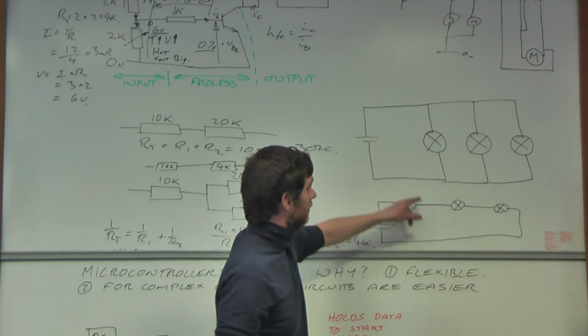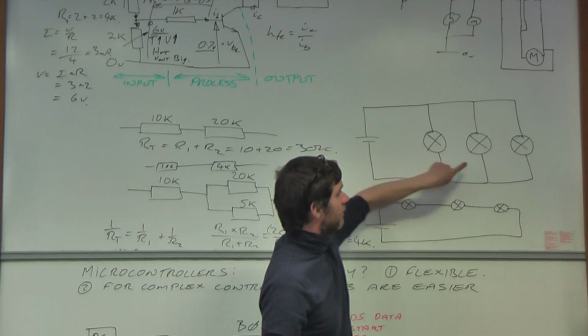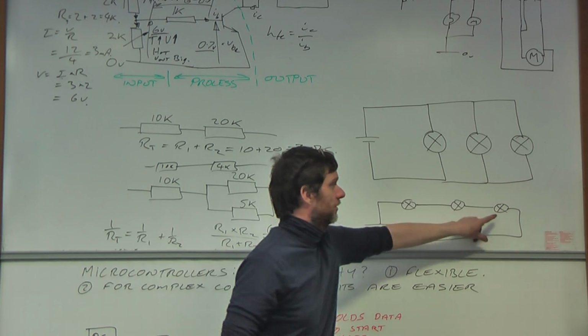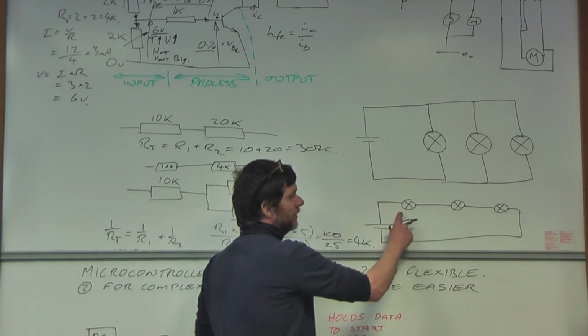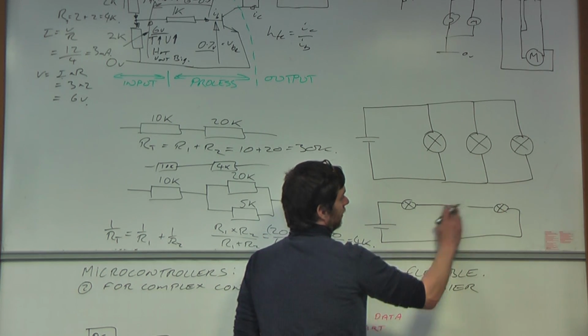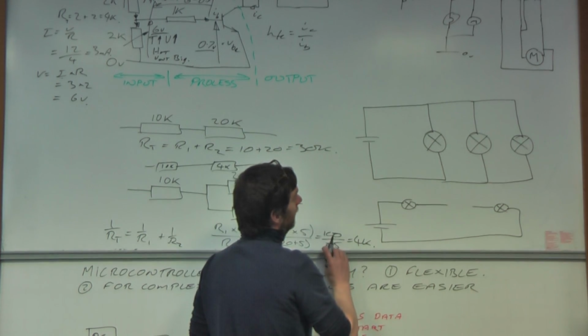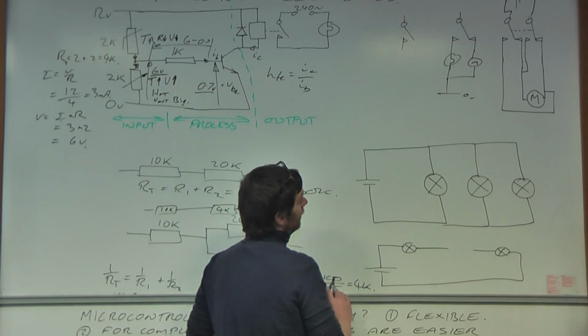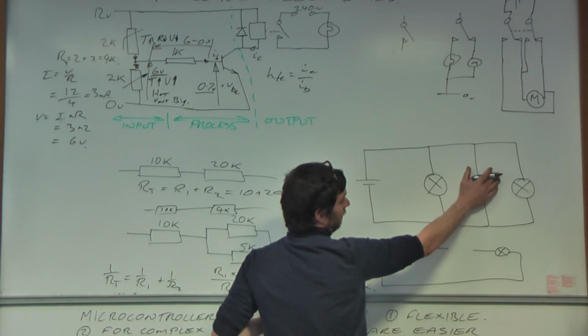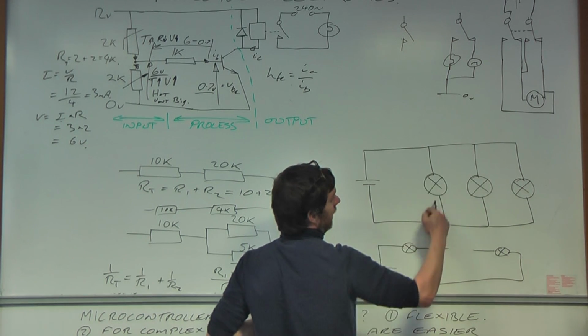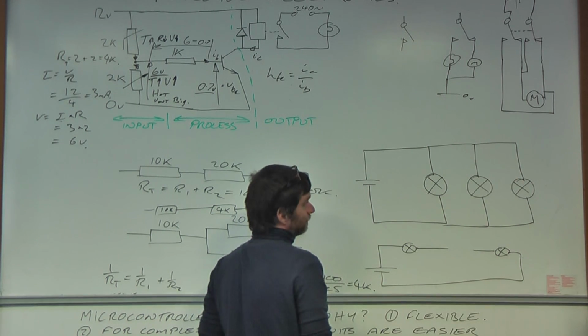We've got two circuits here with lights. 3 of them are in parallel here and 3 are in series. If one of these bulbs fails, the circuit's broken. They all go out. Don't buy Christmas lights like that. On this one, if a bulb fails, there's still connections. The other ones will stay on.